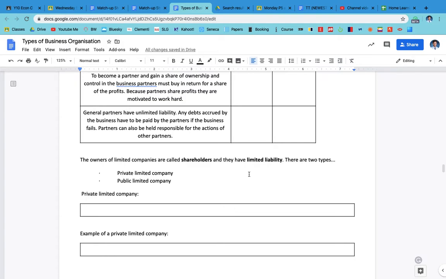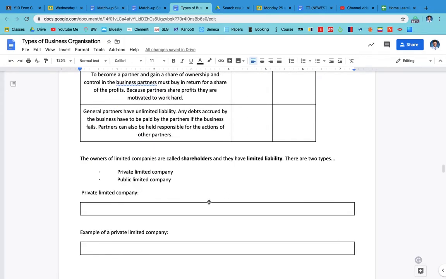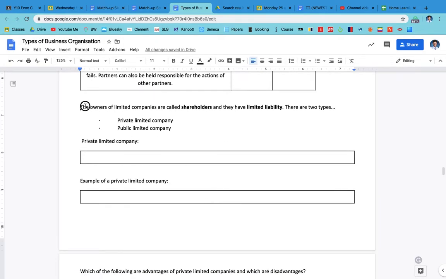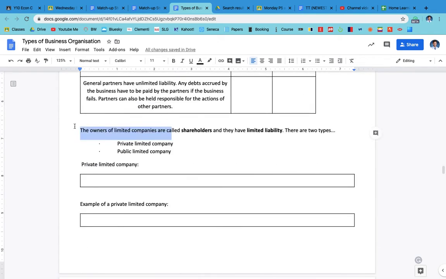Okay, so you're going to need to open up a newer version of my version of the workbook and copy and paste from the second table to the bottom. So it starts off with this sentence here: the owners of limited companies are called shareholders and they have limited liability, and there are two types. Okay, so copy and paste that in, and then we'll talk about the next two business structures, and we're going to have 5 in total.